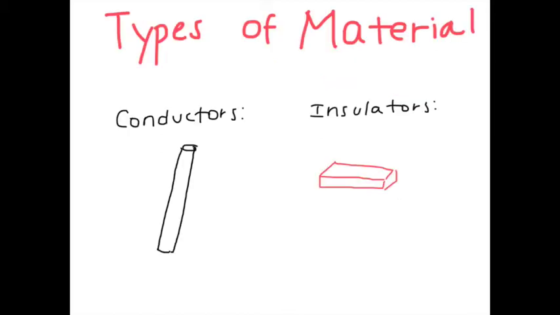There are two types of material that can be involved in the transfer of electric charge. The first are conductors, which are materials in which charges can move freely. So for example, this metal rod that I've tried to draw. The other type of material is an electrical insulator. This is a material in which charges cannot move freely. So for example, this rubber eraser. The type of material affects how quickly charge can flow through it.